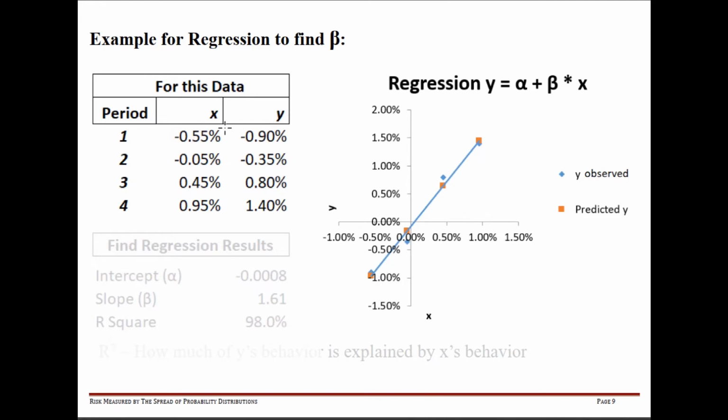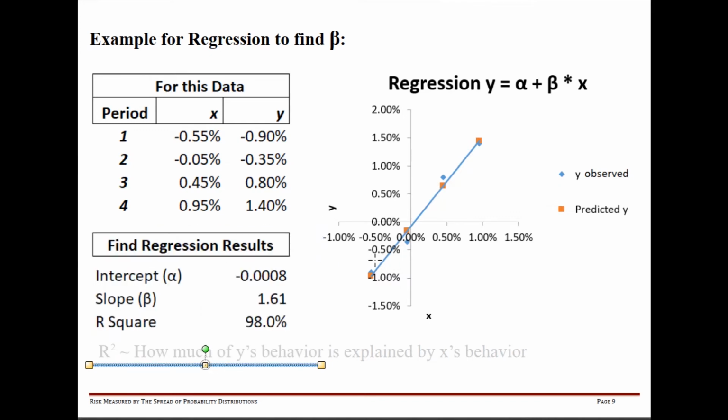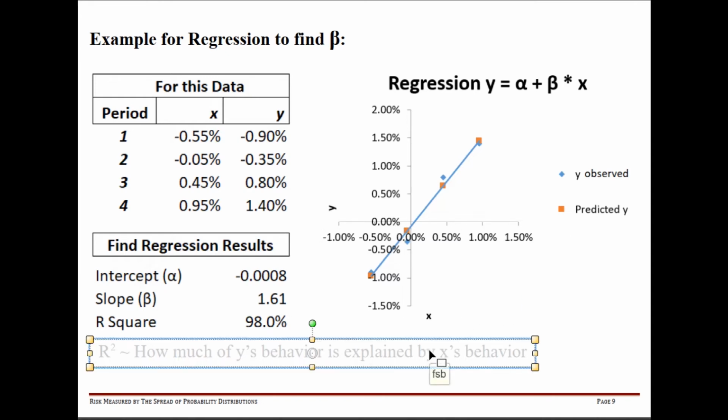So I've done a regression for y to x for this data, these 4 points, and you can see the diamonds here are my 4 actual points, and the line and the orange squares are the best fit line we could fit through there. And what are the characteristics of the line? They come from the regression. So the intercept down here is a little bit negative, and the slope is 1.6, and the R squared is 98. That means that 98% of the performance of Y can be predicted by what's going on with X. So that's a really good regression.